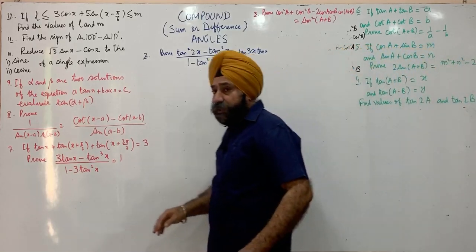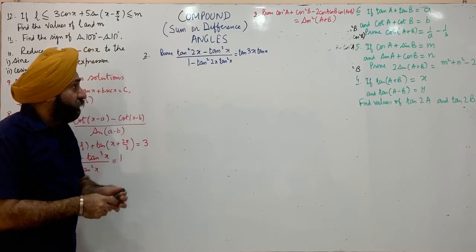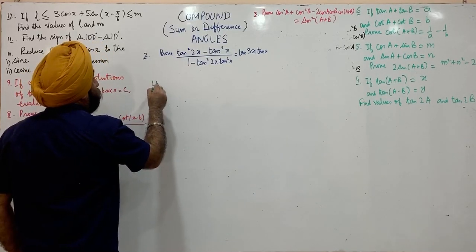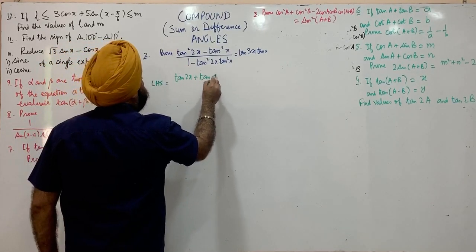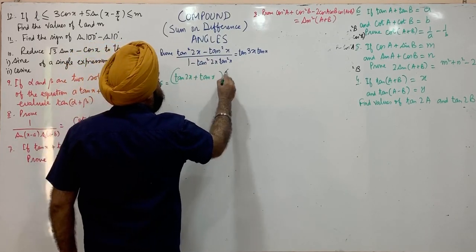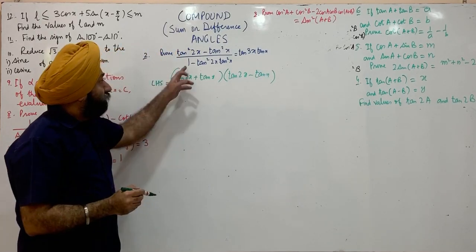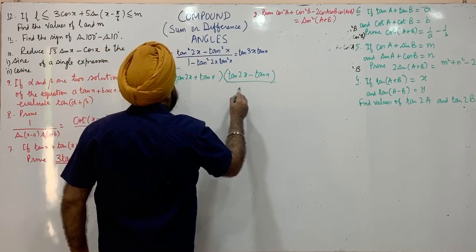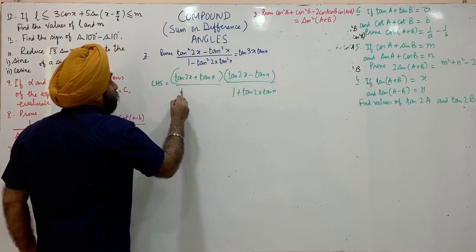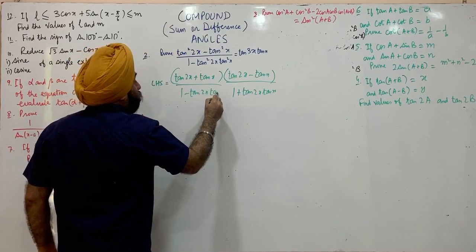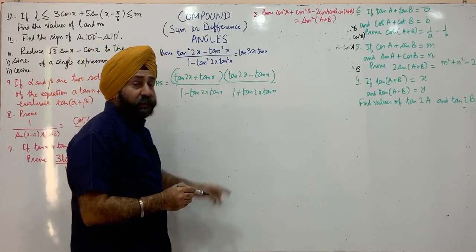Here also we start from left hand side. This is of the form A square minus B square. This is also A square minus B square. So we write this as tan 2x plus tan x. A square minus B square is A plus B into A minus B. Tan 2x minus tan x. Denominator is again A square minus B square. We write 1 plus tan 2x into tan x, and this is 1 minus tan 2x into tan x. I have written plus sign here and minus sign here, minus sign here and plus sign here.